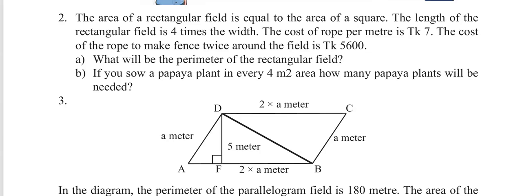Okay, our next question number is 2. The stem says the area of a rectangular field is equal to the area of a square. The length of the rectangular field is 4 times the width. The cost of rope per meter is taka 7. The cost of the rope to make a fence twice around the field is taka 5600.